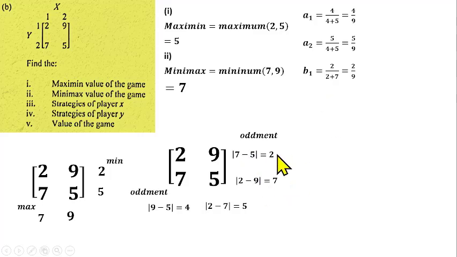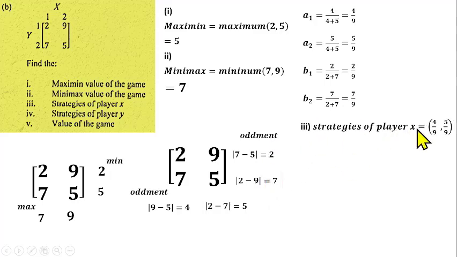That will be 2 over 2 plus 7, which gives us 2 over 9. Then for B2, representing the second row, that will be 7 over 2 plus 7 as well, which gives us 7 over 9. Therefore the strategy for player x will be 4 over 9, 5 over 9, and the strategy for player y will be 2 over 9, 7 over 9.